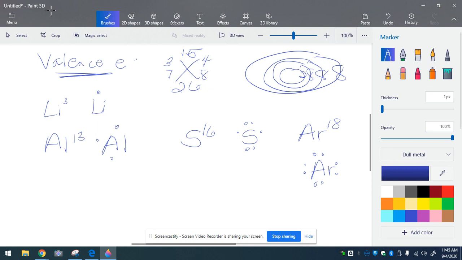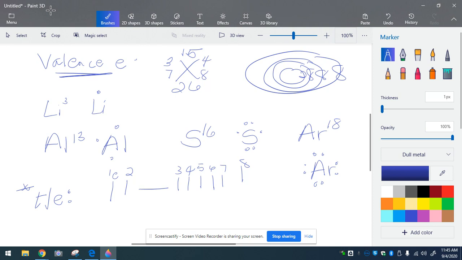Now, if you've already done the periodic table notes, then you know that the first column all has 1, the second column all has 2. Skip the transition metals, and then you get down to boron. Those all have 3. Carbon has 4. Nitrogen has 5. Oxygen has 6. Fluorine has 7. And then the noble gases all have 8, except for helium. Helium actually has 2, but that one's an exception.